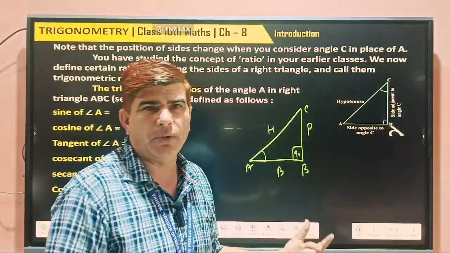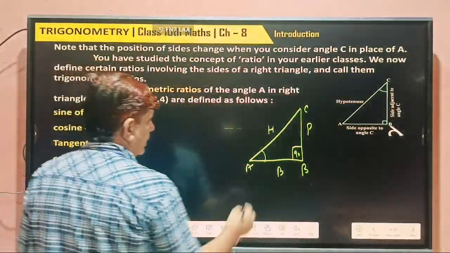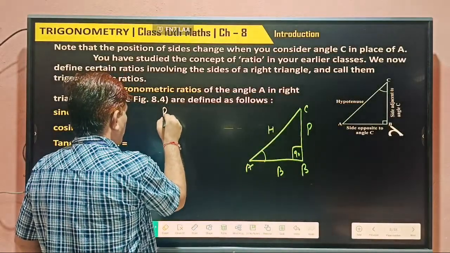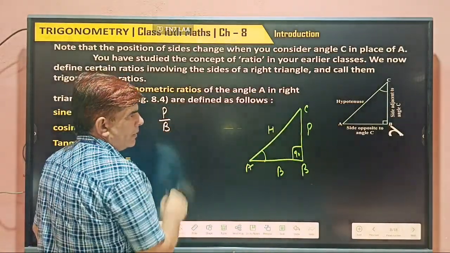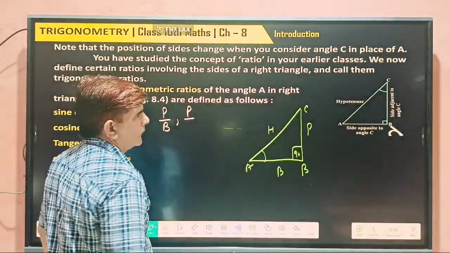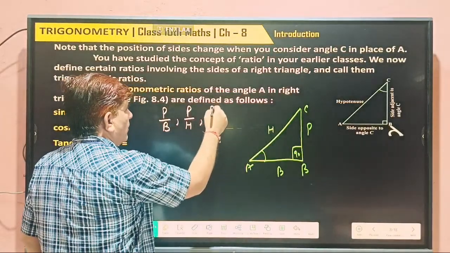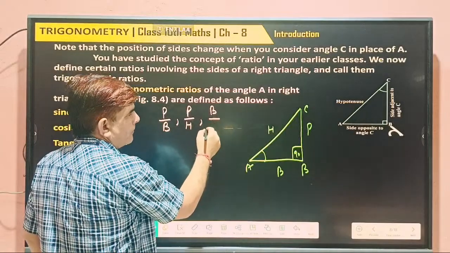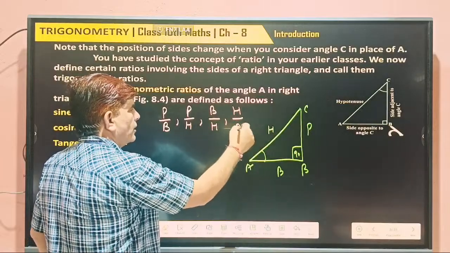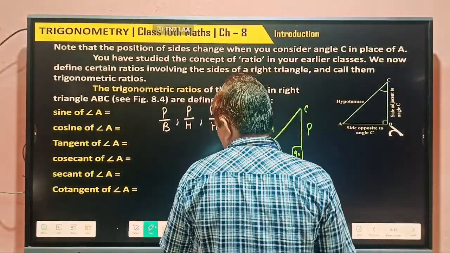So in trigonometry, what are ratios? Ratios of the sides. And this angle is A here. So perpendicular by base, perpendicular by hypotenuse. Then any other possible? Base by hypotenuse and hypotenuse by base. This is possible. If not understood, again I can repeat.